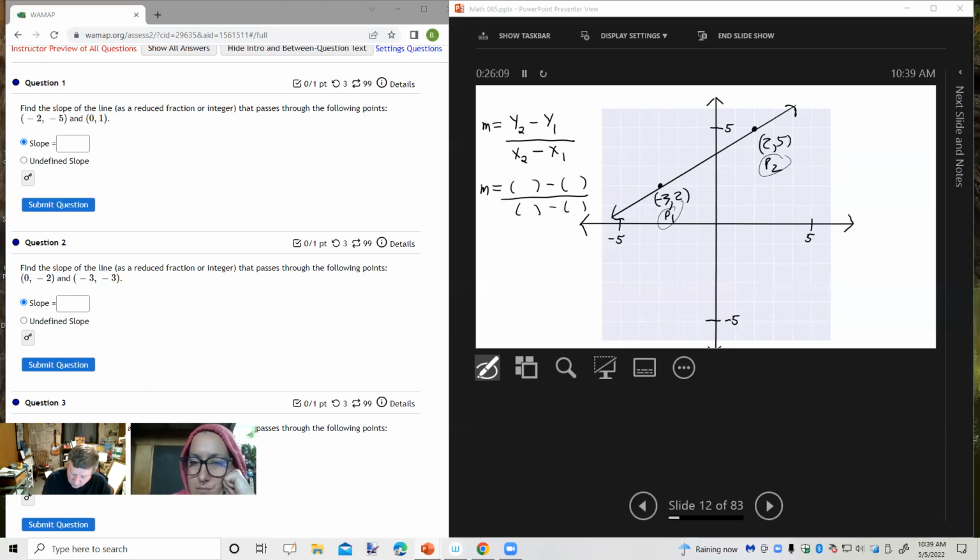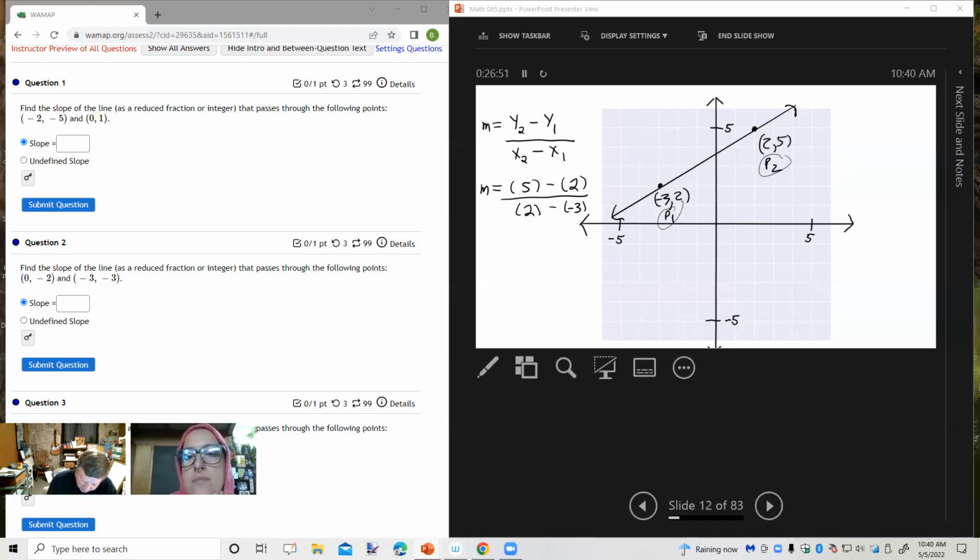y sub 2 would be the y value for point 2, which is 5. Everybody see where I got that? Y sub 1 is the y value from point 1, which is 2. X sub 2 is the x value from point 2, which is a 2. X sub 1 is the x value from point 1, which is a -3. Again, any question about where I got those 4 numbers?